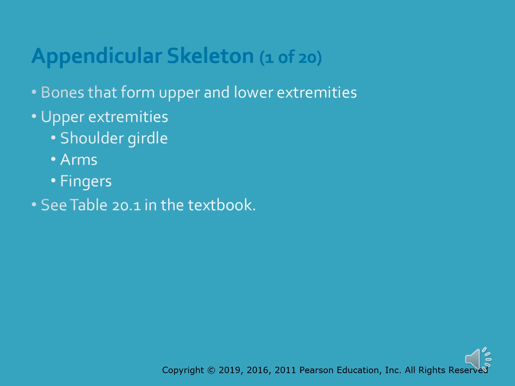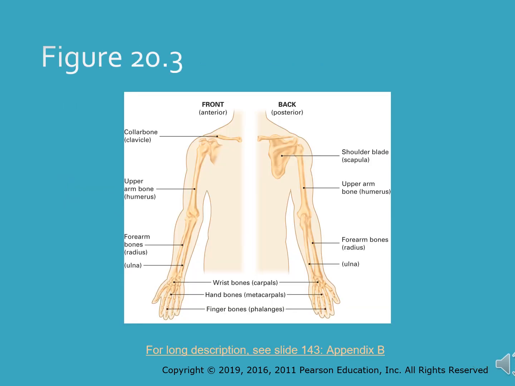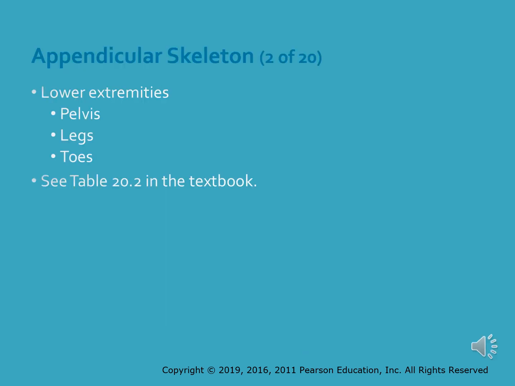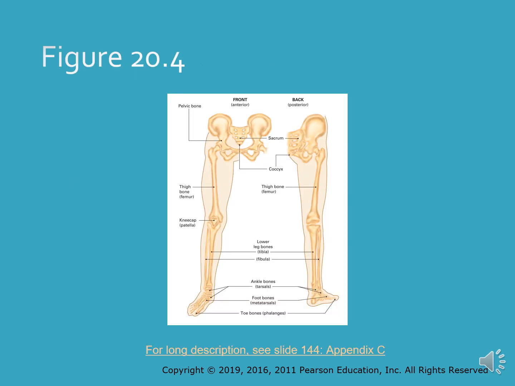In this section, we're going to talk about the appendicular skeleton. The appendicular skeleton is bones that form the upper and lower extremities. Upper extremities are the shoulder girdle, the arms, and the fingers. Here are your bones of the upper extremities. The lower extremities include the pelvis, the legs, and the toes. Here are the bones of the lower extremities.